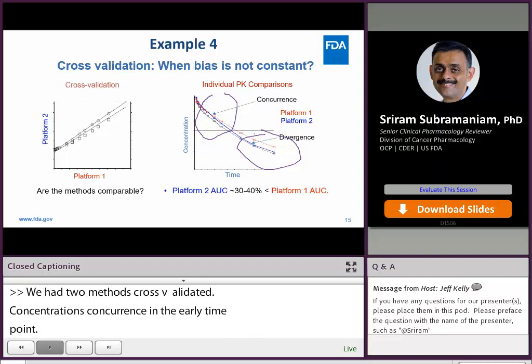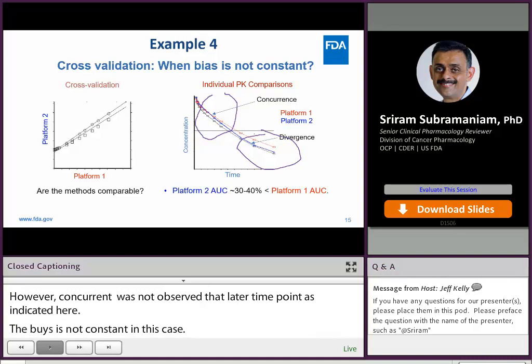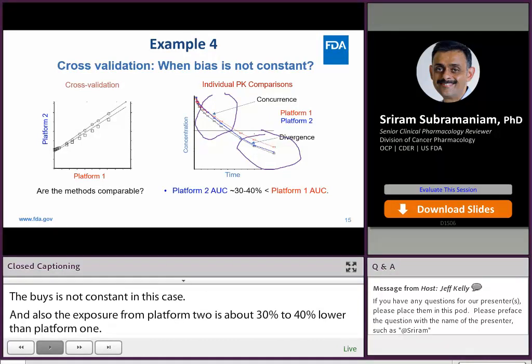So considering the bias is not constant and considering a lower exposure with platform number 2, if the concentrations from platform 2 would have been used, then the patients would have resulted in a higher dose.